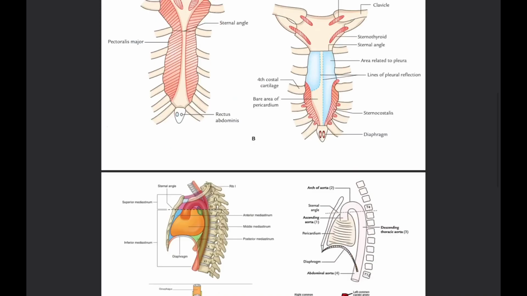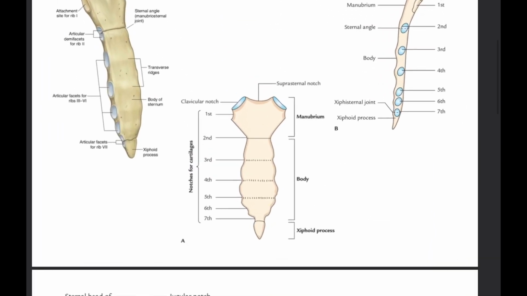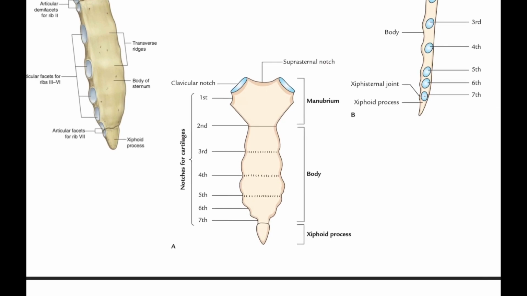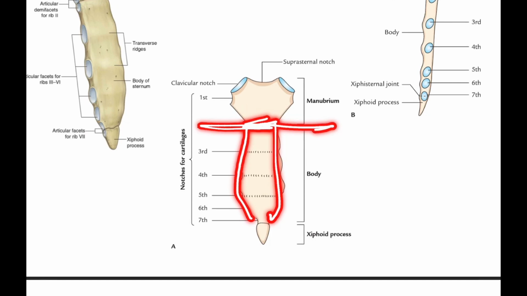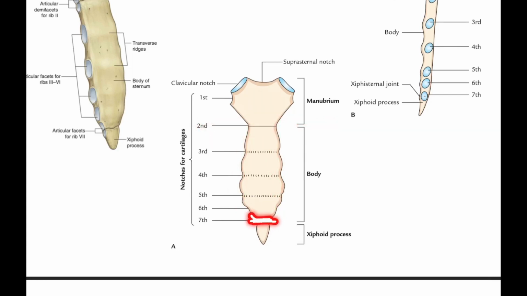Let's discuss the body of the sternum. It is also known as the mesosternum. The body of the sternum is longer, narrower and thinner than the manubrium. It is broadest at its lower end. Its upper end articulates with the manubrium sterni at the sternal angle to form the manubriosternal joint, and its lower end articulates with the xiphoid process to form the xiphisternal joint.